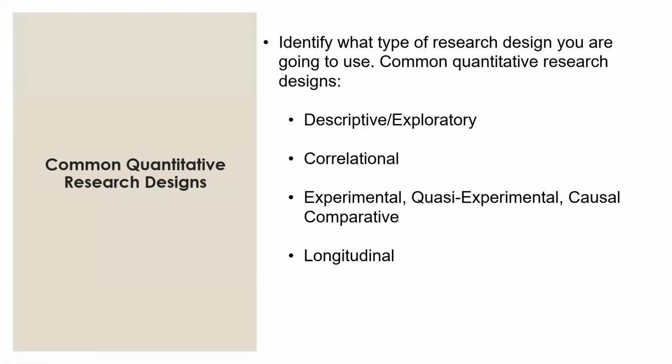There are four major quantitative research designs that go together. You'll want to identify your research design before formulating your research questions. We have a descriptive exploratory design. We have correlational designs. We have experimental, quasi-experimental, or causal comparative. Those all kind of go together. And we have longitudinal designs.